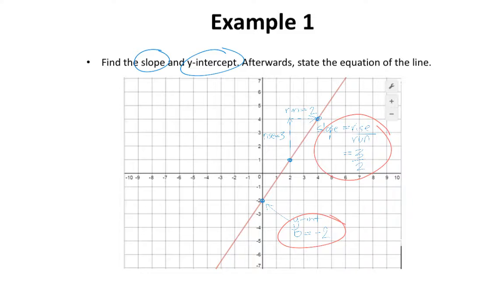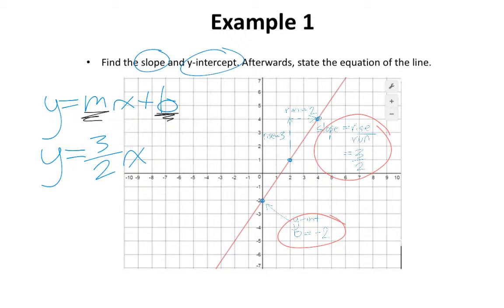Since we have these two values, we can write the equation of the line. And let's do that on the side. y = mx + b is the general equation of a line in slope-intercept form. We've figured out what the slope is, and we've figured out what the y-intercept is. Therefore, we can write the equation of this line, which would be y = 3/2x - 2. And that would be the equation of our line.